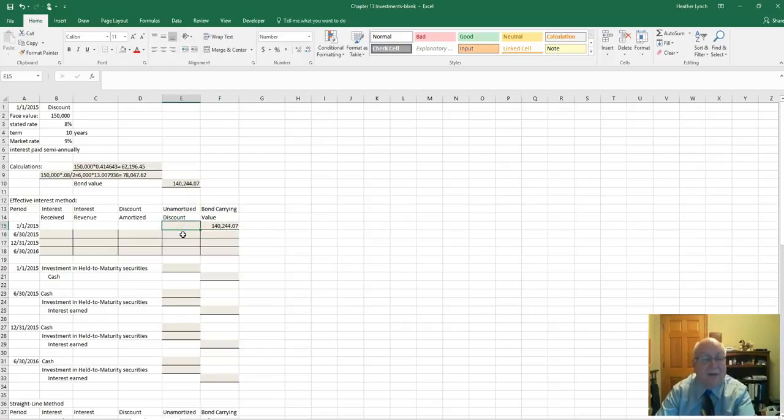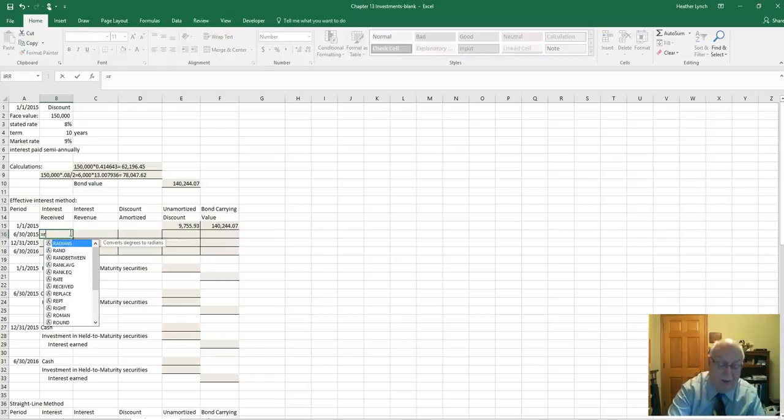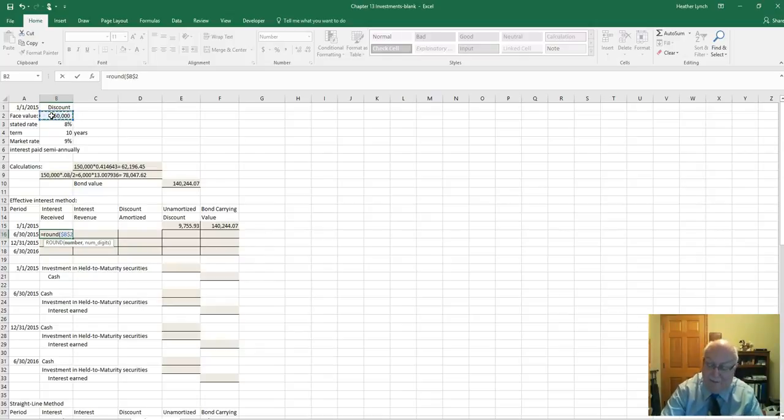The amount unamortized discount is the face value minus what you paid for it, 9,755.93. Over here, we want to do the interest calculation, which is the 150 F4 times 8% absolute value divided by 2, comma 2, close, $6,000.